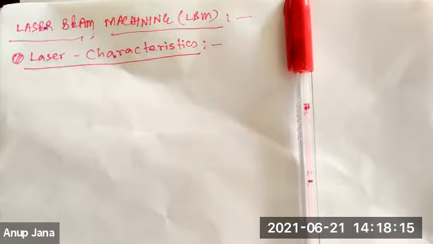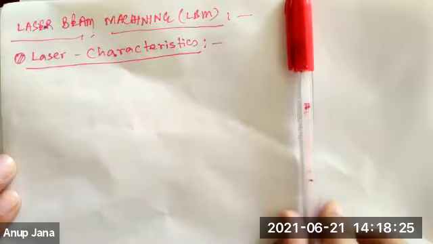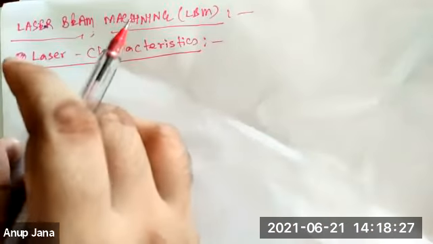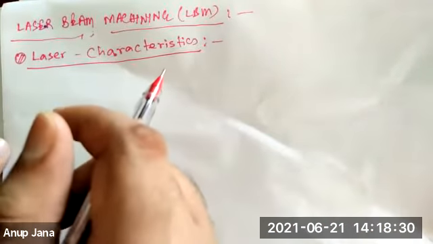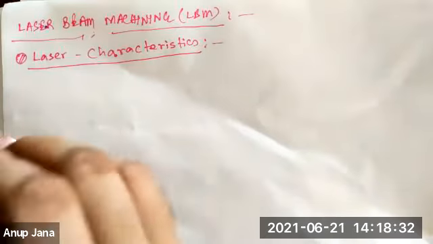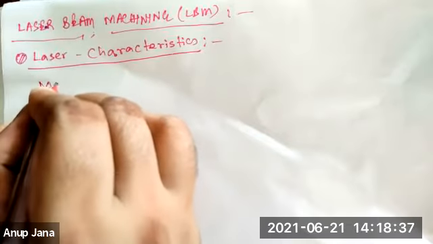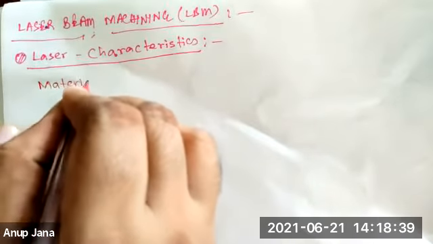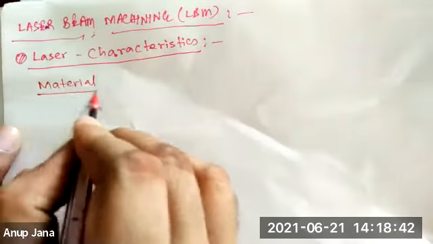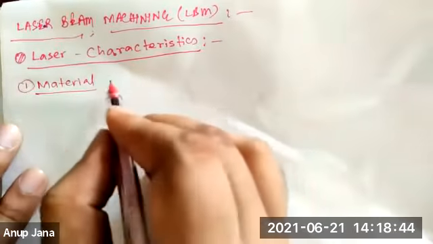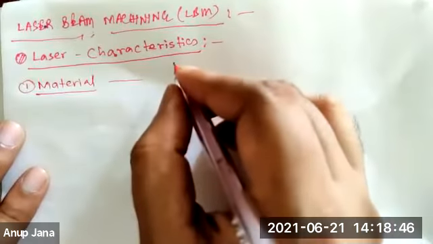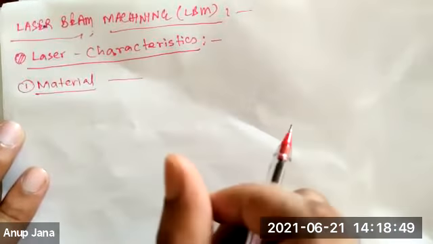I discussed that in most of the applications we go for a few materials. Okay, so what are those materials? I'll just name a few, and then one by one I will try to explain the characteristics. First of all, we are going to see the material. What material we are going to use? That is number one.